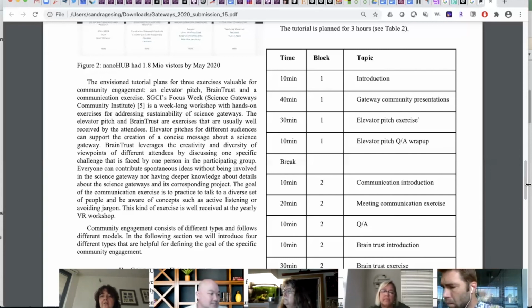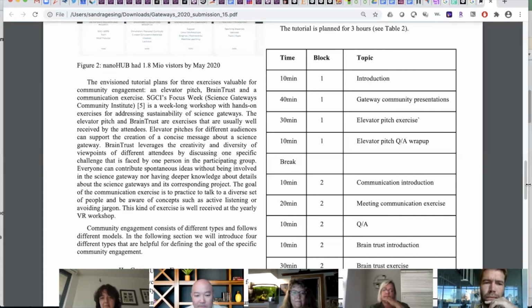The next was to do an elevator pitch exercise. Everyone might already have heard about the elevator pitch. You have one project, or this one gateway, or let's say the Einstein Toolkit, and you have to sell it in an elevator in one minute to keep someone interested who will otherwise go away out of the elevator.